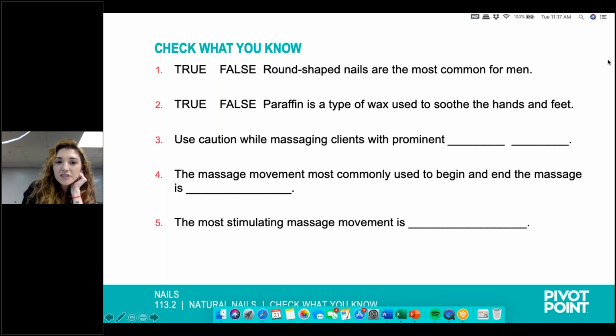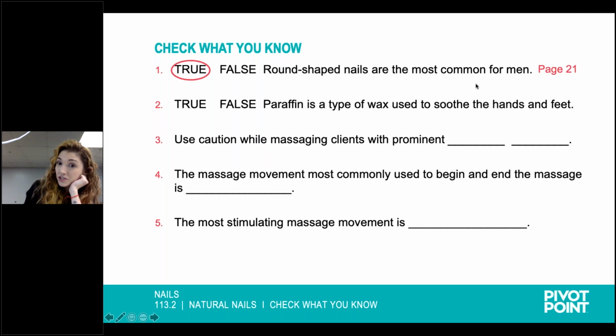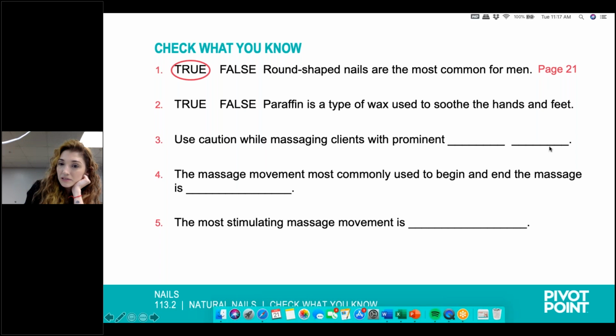Okay, so true or false? Round shaped nails are the most common for men. That is true. I will say yes. I don't think I've ever come across a man that had square nails, unless it was intentional. If they had like fake nails on, then yeah, but for the most part, I don't think I've ever, at least that's just me. Yeah, I would say round are definitely the most common for men.